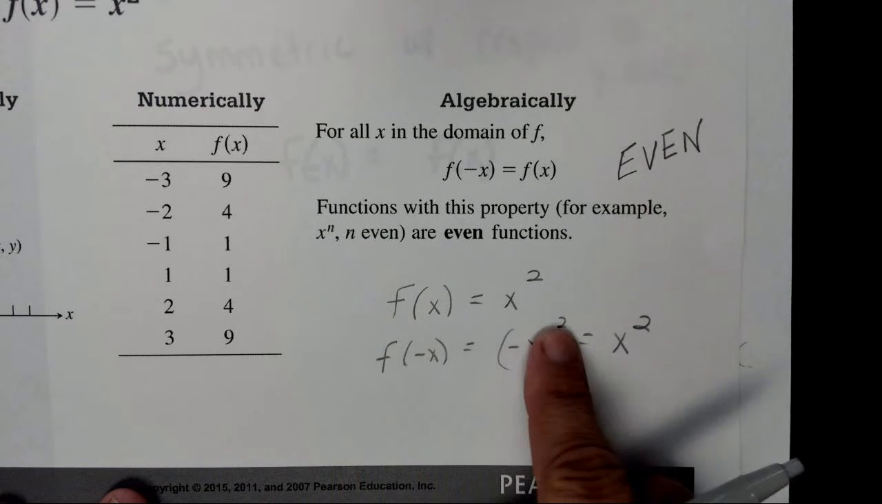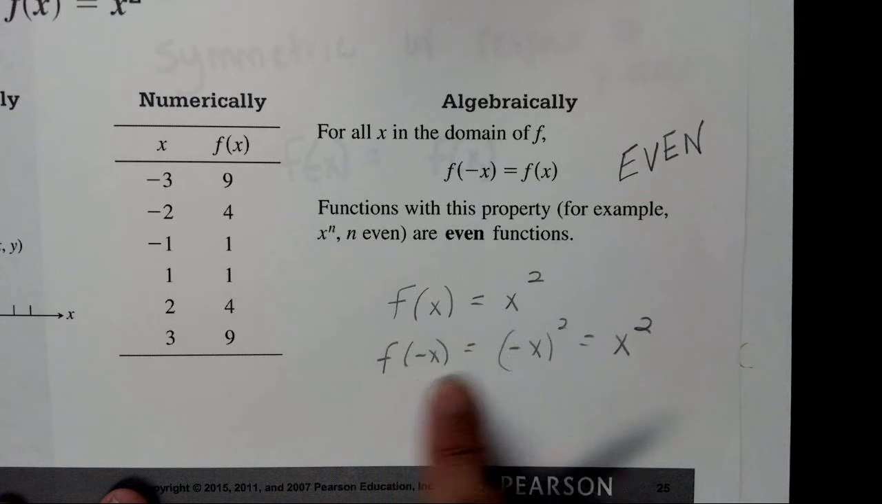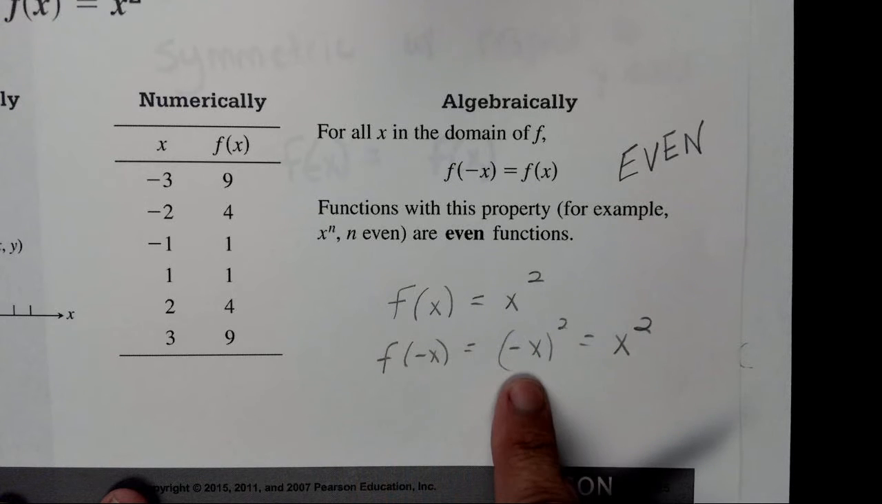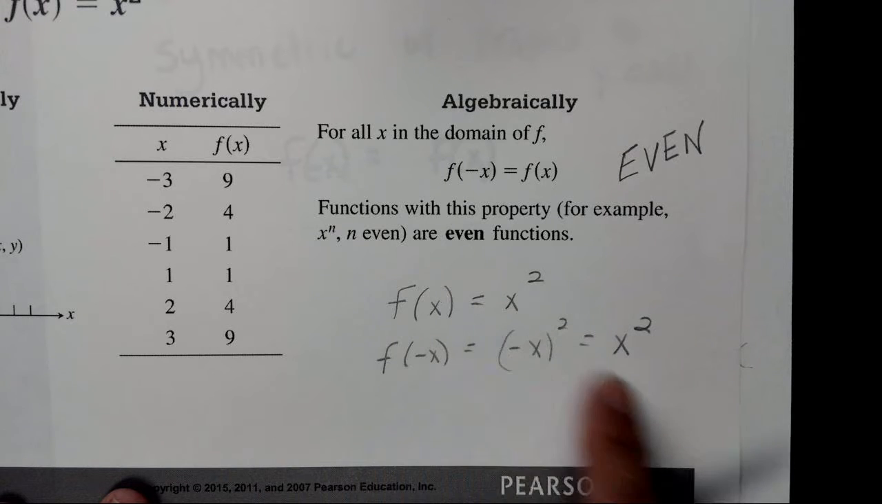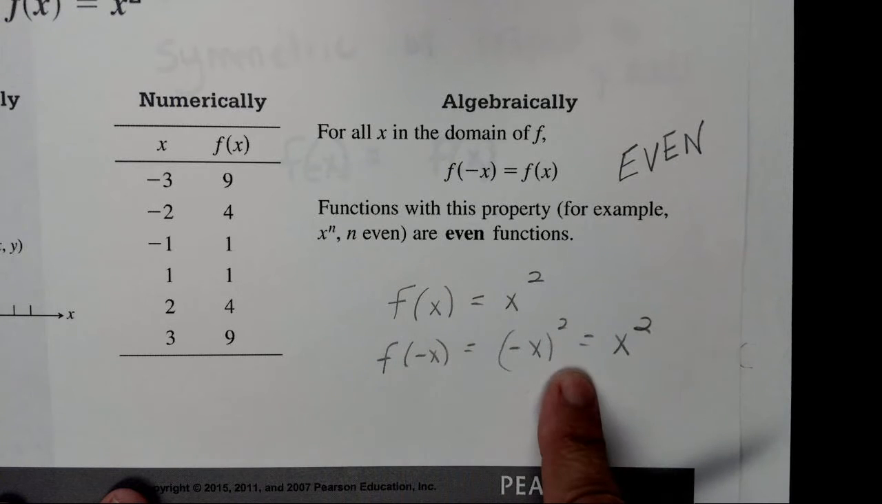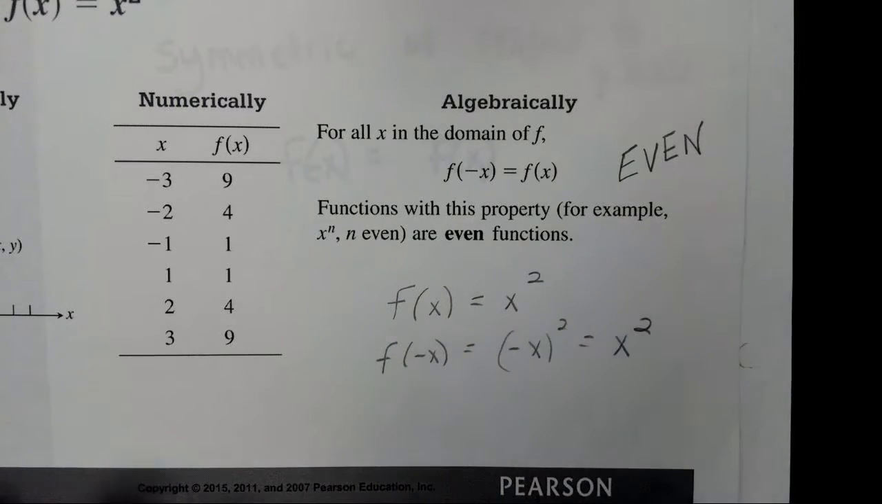So if f of x is x squared and I find f of negative x, so what is negative x times negative x? X squared. So do I get the same thing? So that means the function is even, which means the graph would have symmetry with respect to the y-axis. Okay? So that's even.